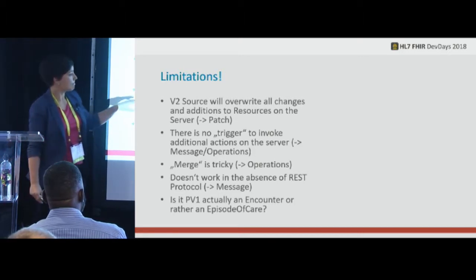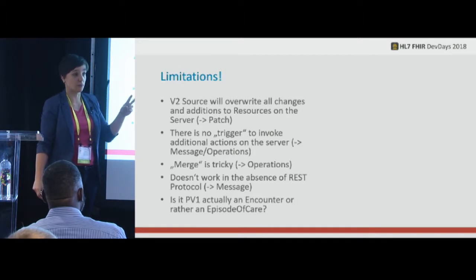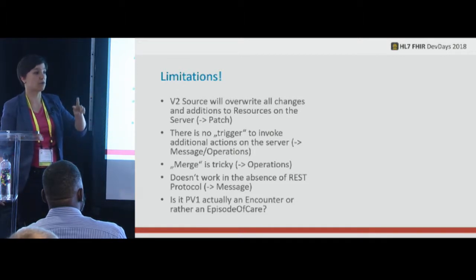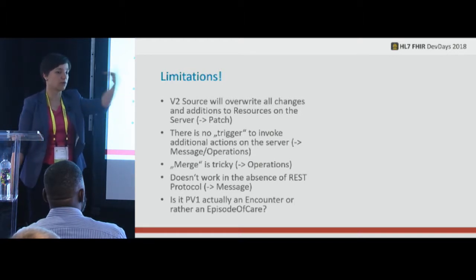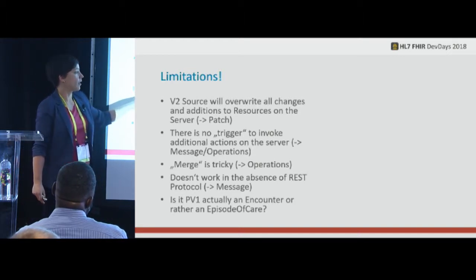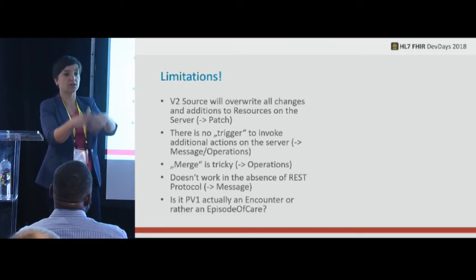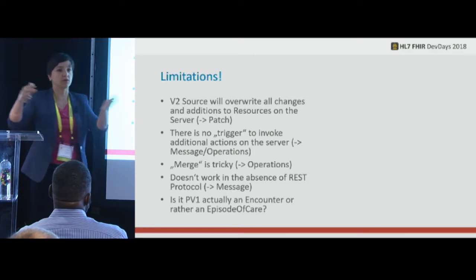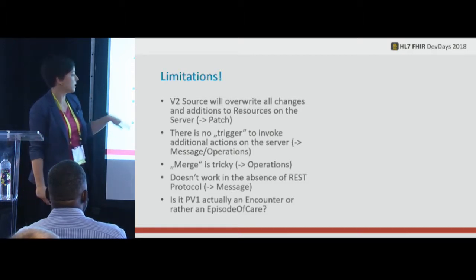The next thing is merge is tricky. If you want to do a merge with just the REST interaction, that's really difficult because in a merge you would have to basically iterate through all the references to one patient and change them to a reference to the other patient instead. That's probably something that we could only do through an operation that as a client we call, saying, hey, we need to merge these two patients, and then the server can do any kind of background search for whatever resources it needs to update.